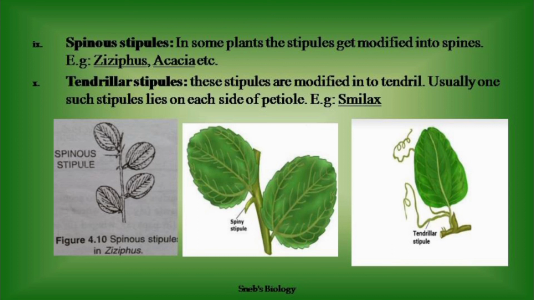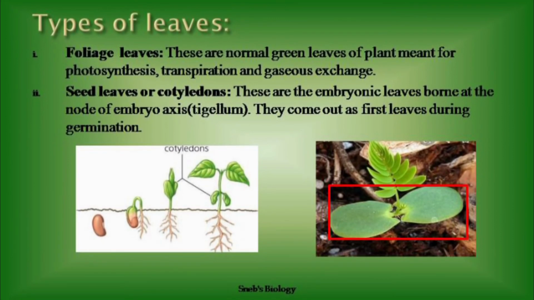Next is tendrillous stipules. In this case of the leaf, the stipules at the base become spirally coiled structures called tendrils. Usually such stipules lie on the side of the petiole. For example, smilax. So these are the various types and modifications of the stipules according to their shape, position, color and size. Next is types of leaf, which we will discuss in my next video.